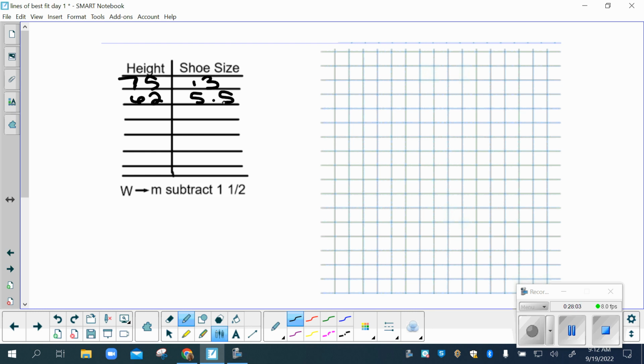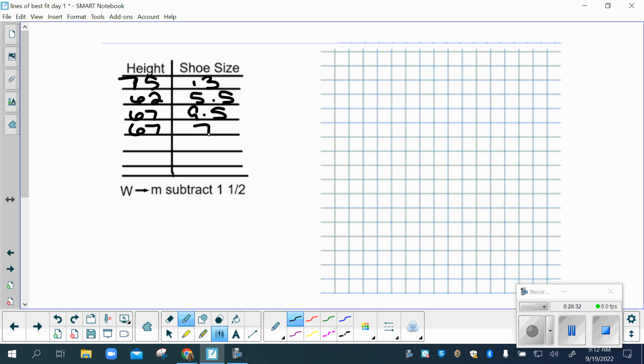Let's go with, let's see, someone. Will, how tall are you? 67 inches. 67. Oh, nice, in the middle. I appreciate that. What size shoe? 9.5. Okay. Let's find a couple more. Alex, how tall are you? 67 again. And what size shoe? 8.5 in women's. So it would be a 7 in men's, right?